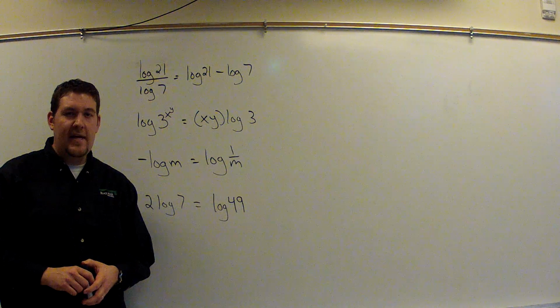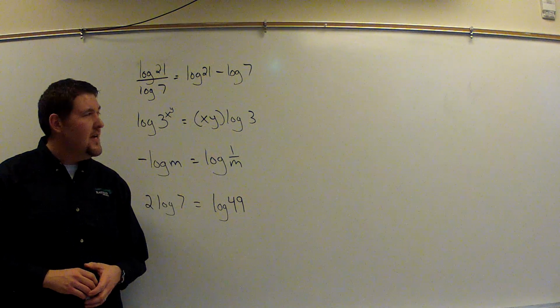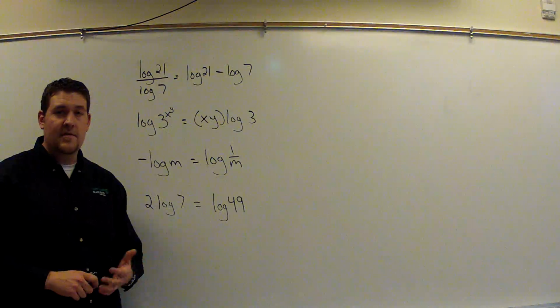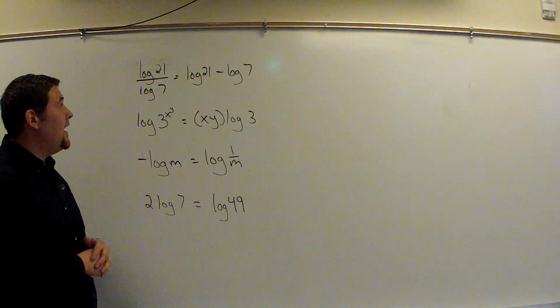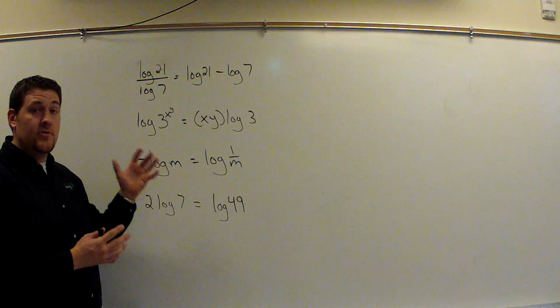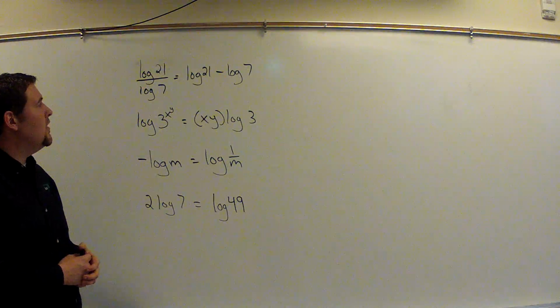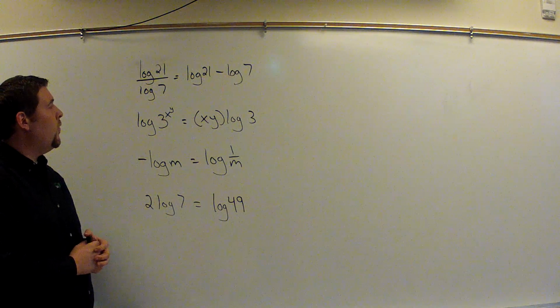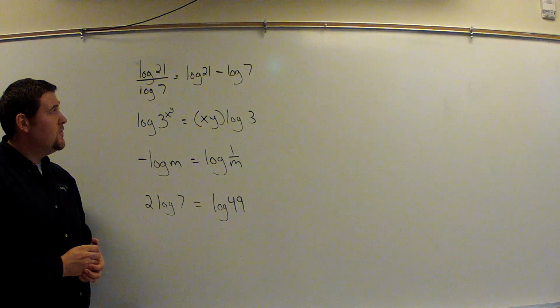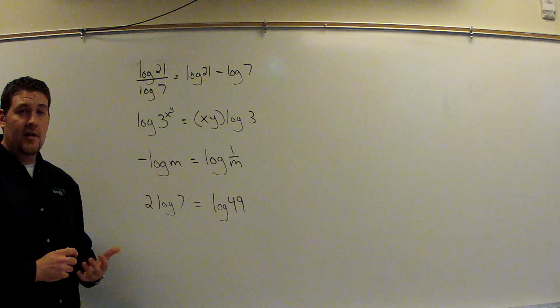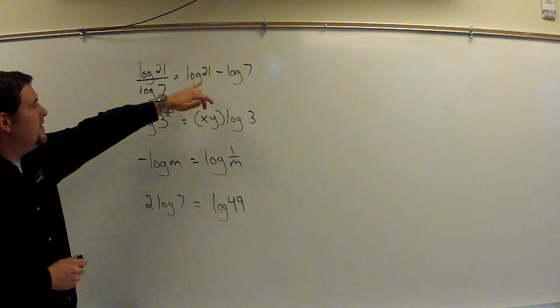Another way we typically test the properties of logarithms is to look at some true-false questions. So I have these four examples behind me, and these may or may not be true. I want to explore them with you. This one states the log of 21 divided by the log of 7 is equal to log of 21 minus the log of 7. Well, this part seems familiar to me.